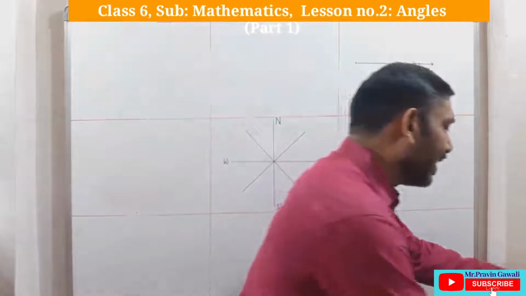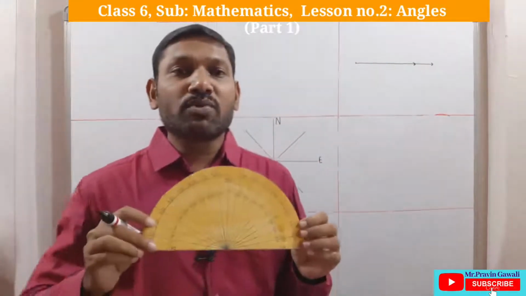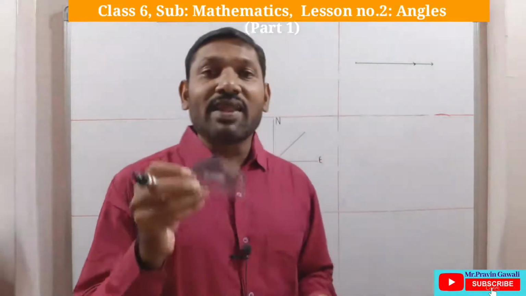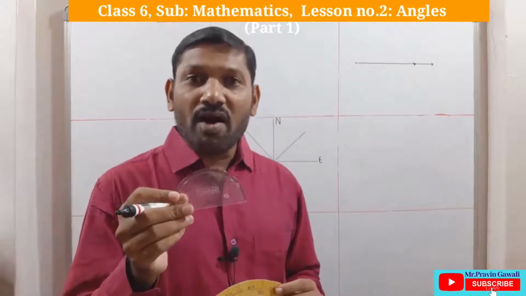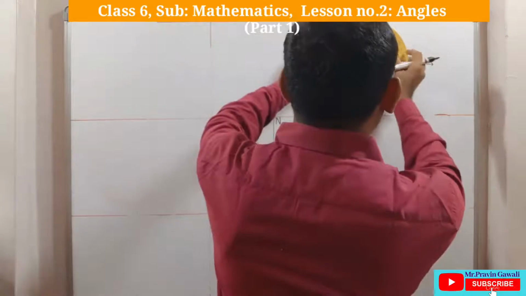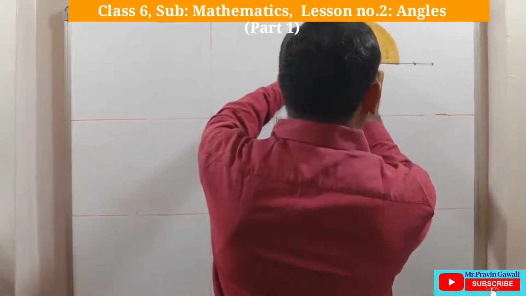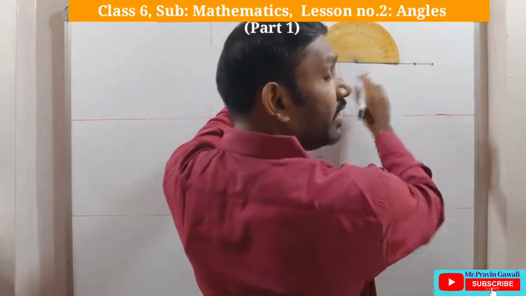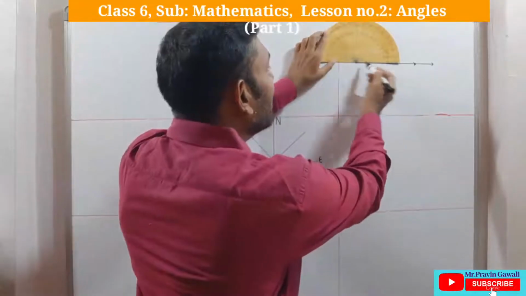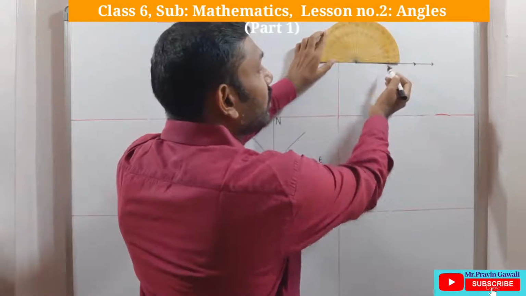Let's measure the angle. To measure the angle, we will use a protractor. What do we use? Protractor. Protractor is available in our compass box. Okay, student. So with the help of this protractor, we will measure. See, if we measure from this point, then it will measure 0 degree. If we measure, we need to measure from this point. So it is a 0 degree angle.